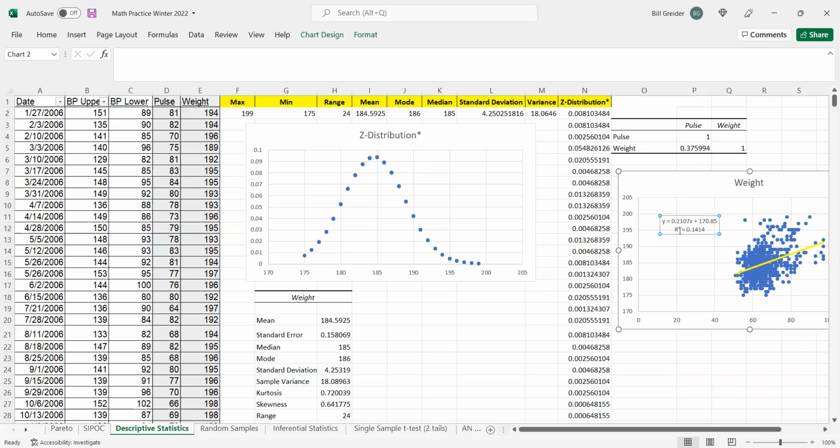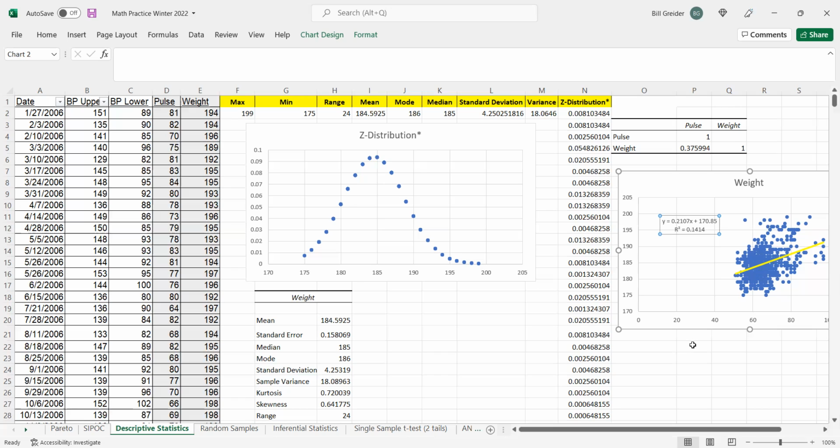Just a review of this Y formula: 0.2107x. That's the slope of the line, which is the rise over the run. In other words, with the angle of this line, we know that this is a weak positive correlation. And then plus 170.85. This is plus 170.85, so that's where this yellow line crosses the y-axis, the y-intercept. With those two pieces of data, I can draw the line confidently. Otherwise, it's very difficult to draw the line, obviously.